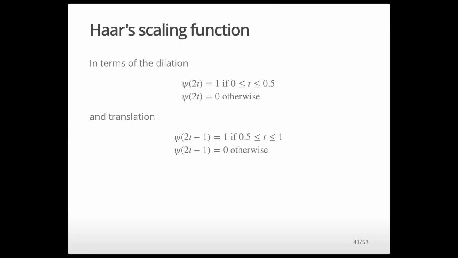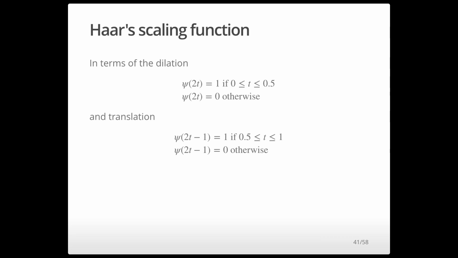So we know what the wavelet, or we want the scaling function to look like, but we have to express this in terms of dilation and translation. So our dilation equation was psi of 2t, and the translation was psi of 2t minus 1. In order to make this work, it turns out that for this one, it gets 1 if it's between 0 and 1/2. And over here, it's going to get 1 if it's between 1/2 and 1, and be 0 otherwise.